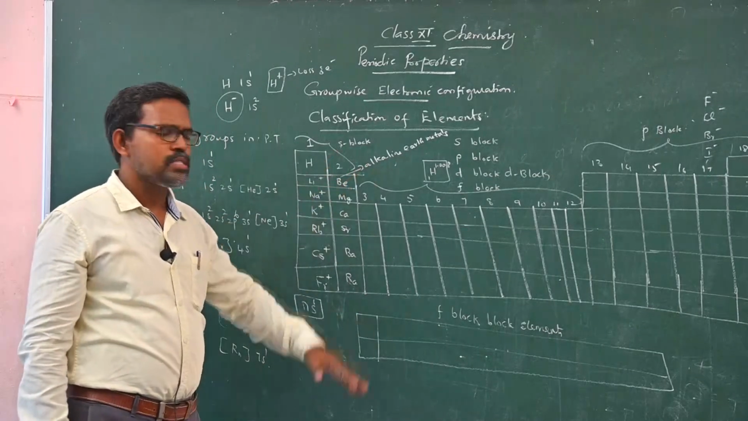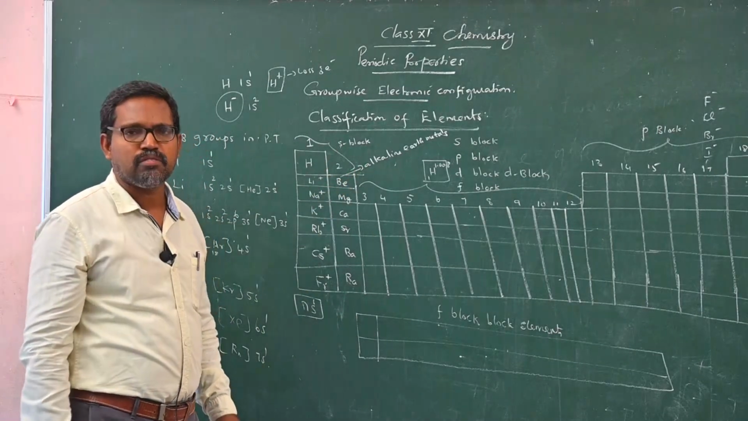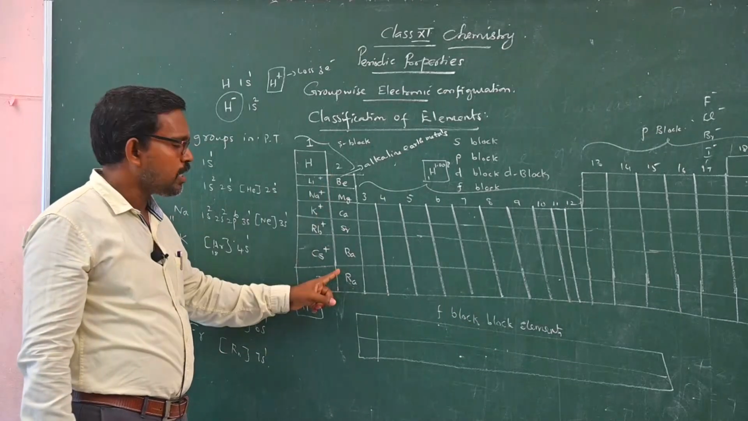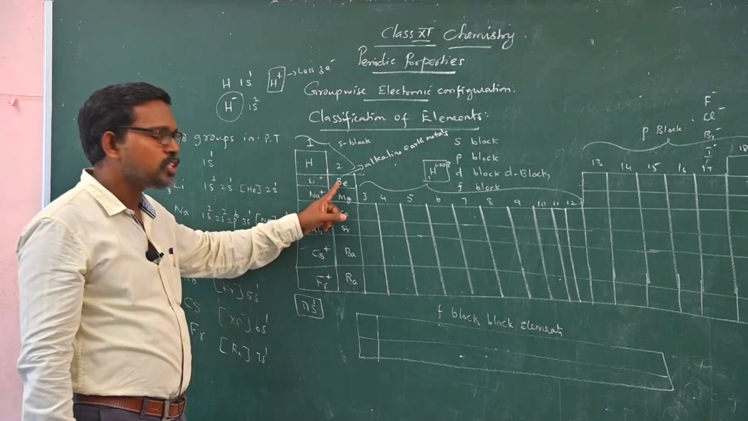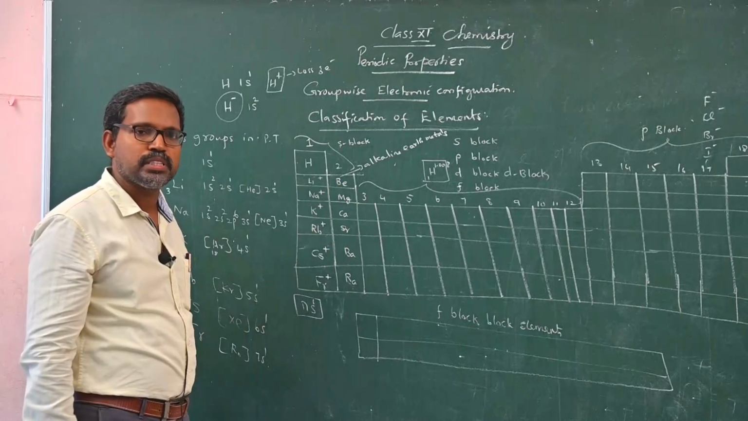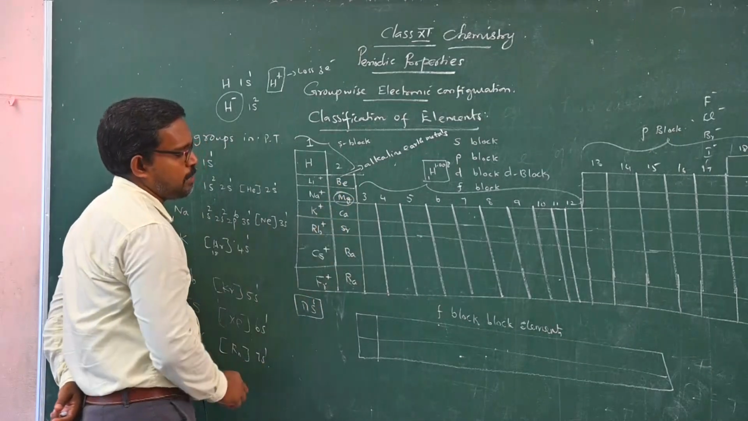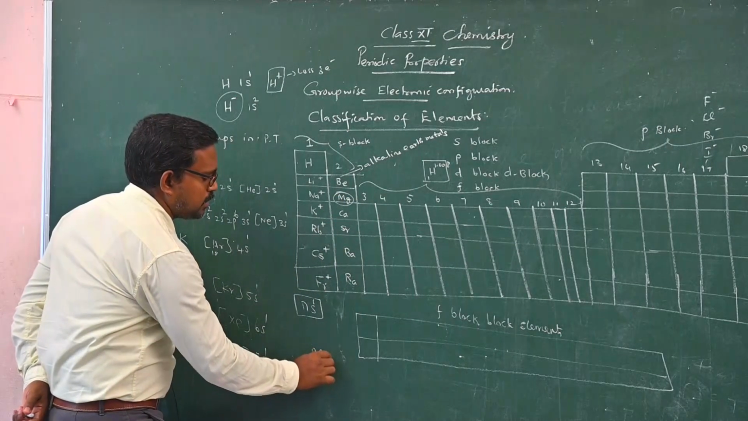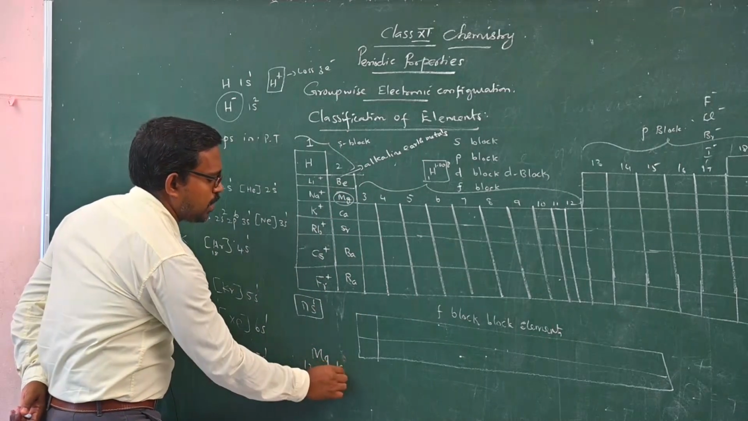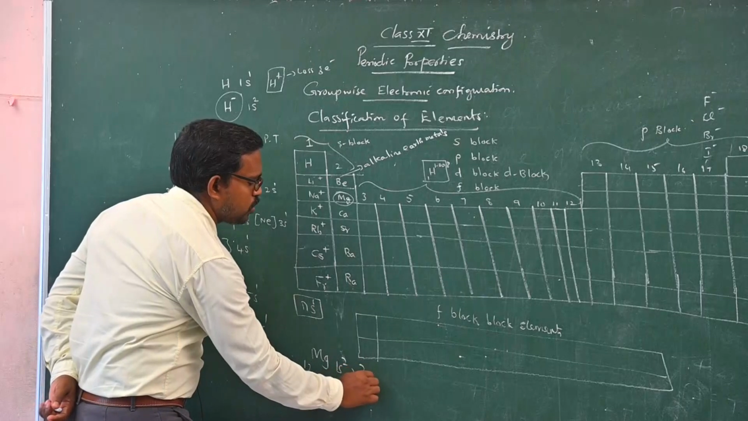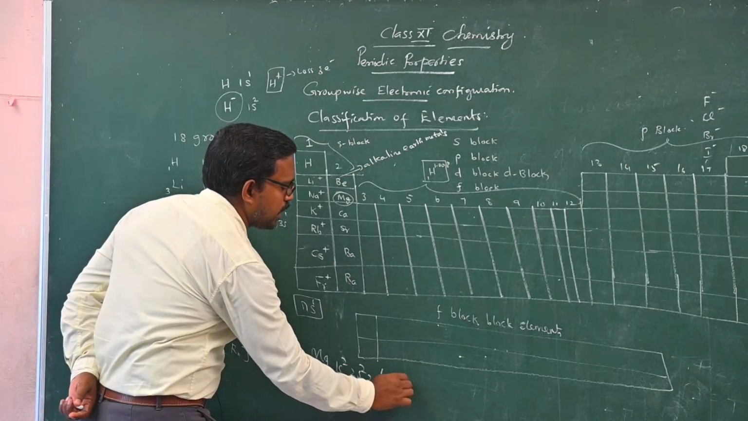Why are these elements called alkaline earth metals? These elements have 2 electrons in their valence shell. Suppose we are taking magnesium as an example. Magnesium, atomic number 12, electronic configuration 1s2, 2s2, 2p6, 3s2.